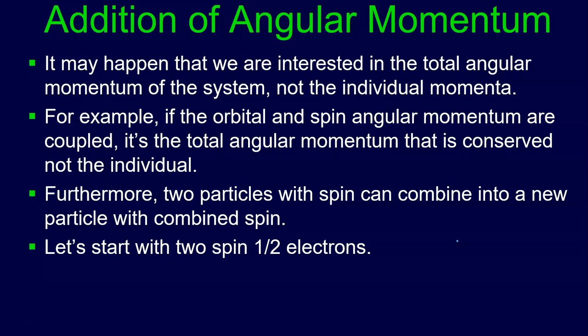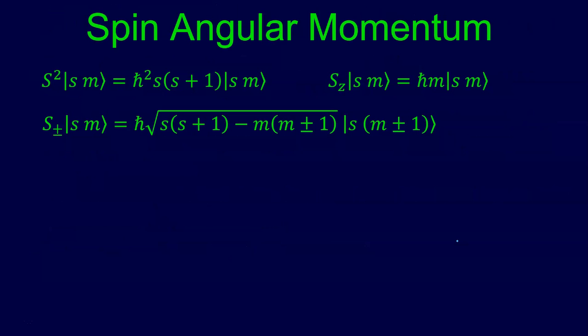And so it'll be really important for us to be able to add up these angular momenta and understand what's going on. Furthermore, two particles with spin can combine into a new particle with some combined spin, so that's another thing we'll be able to talk about. Like we said, we're going to start with two spin 1/2 electrons. As we go through, we're going to use these operators acting on different kets, and this can get really confusing. We're going to try to go through really nice and slow, but it's definitely important that we understand the basics. Now we're going to start here with spin 1/2.